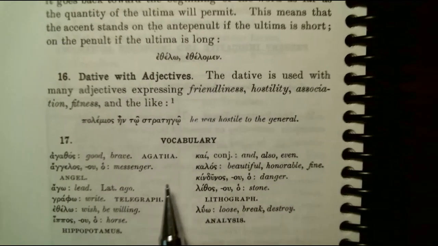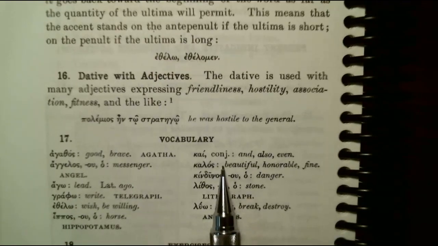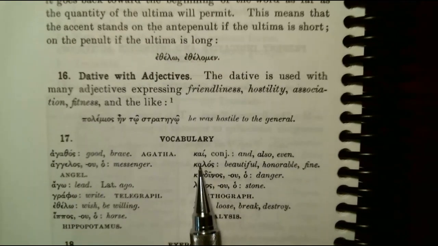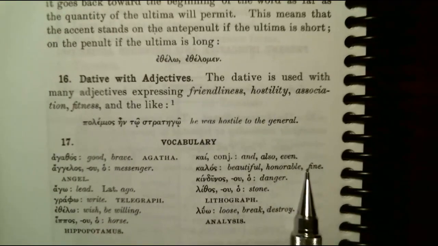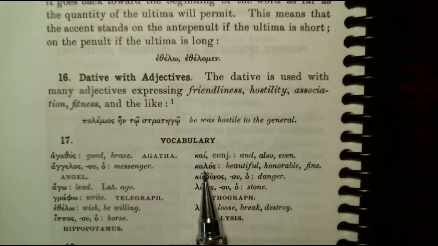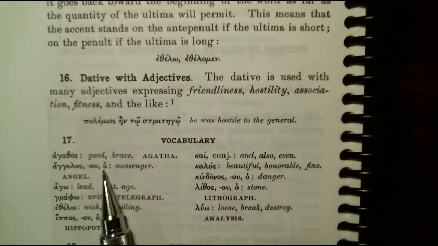There's no genitive provided, no definite article provided, so it is an adjective, okay? And then beautiful, honorable, fine, these are adjectives in English, right? But we know it's an adjective in Greek because it has no genitive provided and no definite article provided, okay?